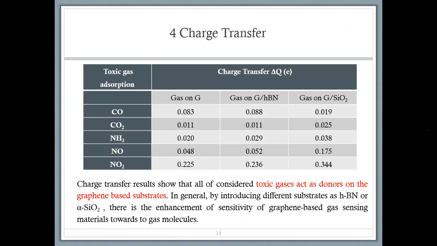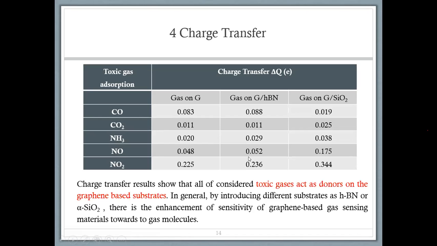Okay, so to look more deeply into the charge transfer amount, we calculated the Bader charge of each system, and the results have been summarized in these tables. For comparison purposes, the first one is for gas on freestanding graphene. The second one is for gas adsorption on graphene on the HBN substrate. And the last one is charge transfer from the gas molecule to graphene in the case of graphene put on silicon dioxide.